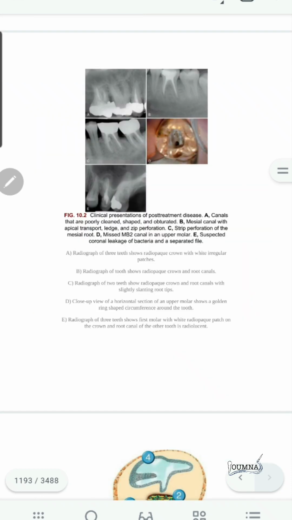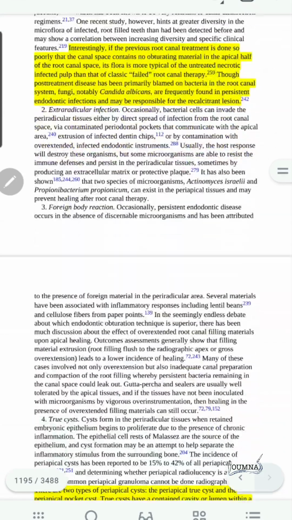It can be poorly cleaned or shaped canals, poor obturation, missed canals, ledges, perforations, broken files. These are all reasons that may cause the failure. As for the treatment, the dentist has many options.